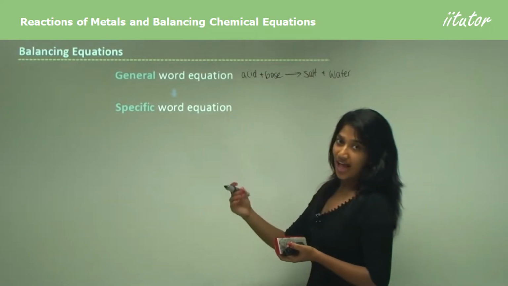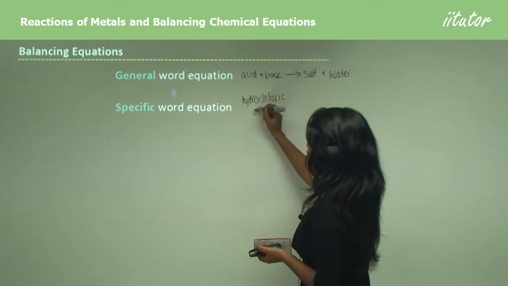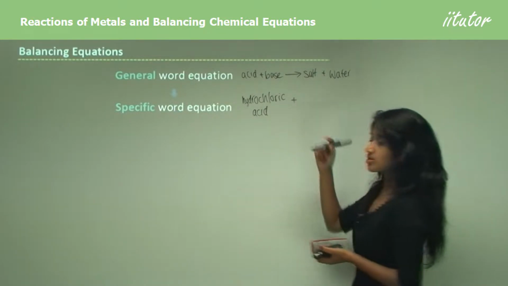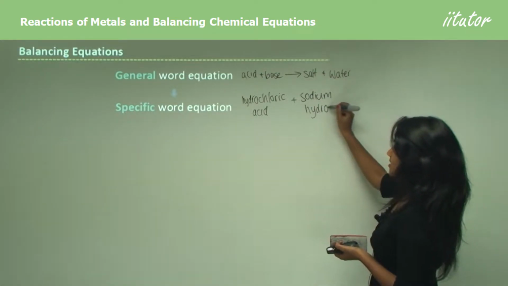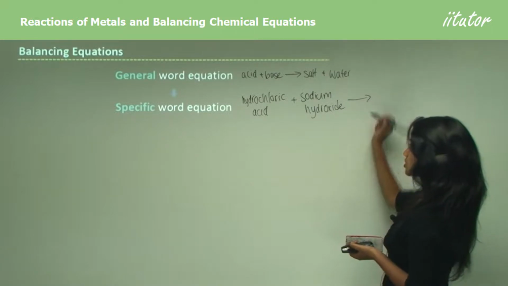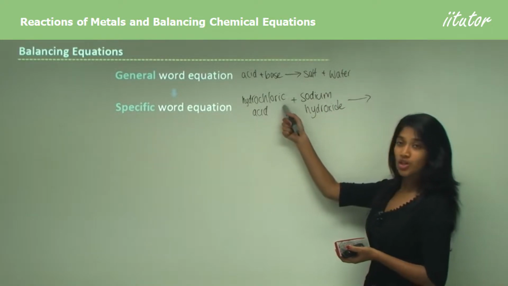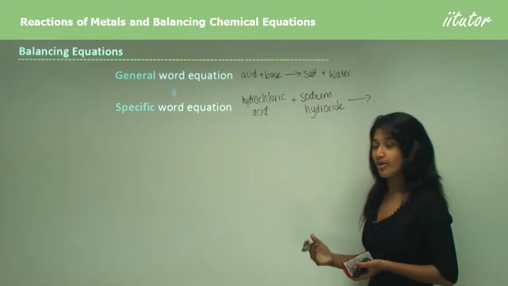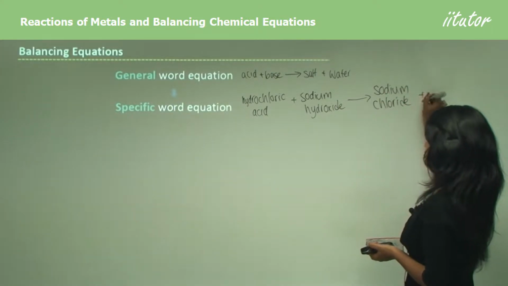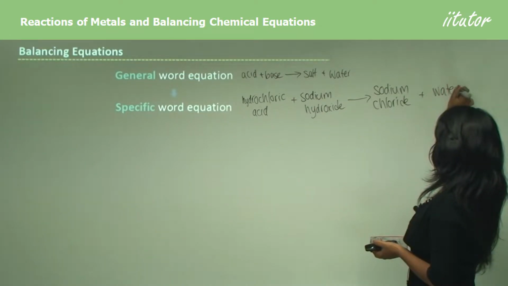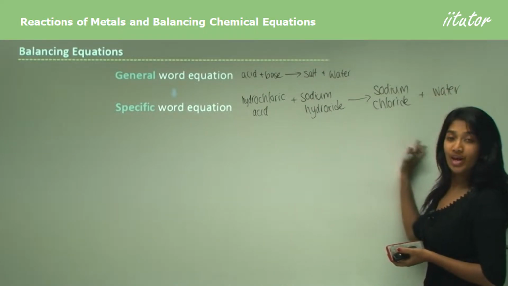We'll take hydrochloric acid as our acid. So hydrochloric acid, which will be reacting with a base. We'll take sodium hydroxide. When those two react, they form a salt. And how to work this salt out? You have sodium here, going to react with the chlorine. So it'll form sodium chloride. Sodium chloride. And also water, because water is a product. So this is our specified or specific word equation. It's in words and it's an equation.